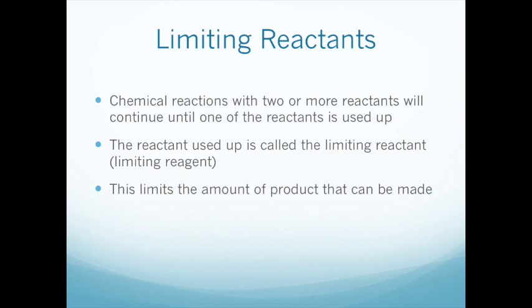Now we come to the idea of limiting reactants. In nature, chemical reactions will occur until one of the reactants is used up. And there's almost never exactly enough of all of the reactants to cause the reaction to go indefinitely. The reactant that is used up first is called the limiting reactant, or limiting reagent in some cases. And obviously, if you run out of reactants, this limits the amount of product that can be made with a given reaction.